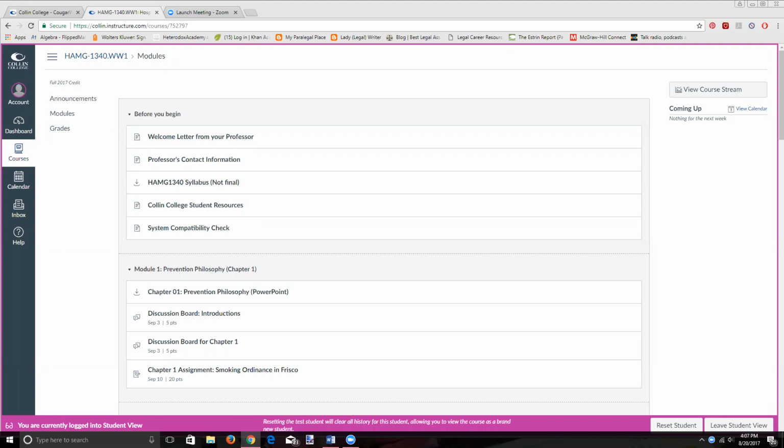So what we'll do is we will go down and click on the PowerPoint. So we're in Module 1, which again says Prevention Philosophy Chapter 1, and then we'll go to this first item which says Chapter 1 Prevention Philosophy PowerPoint. Actually, when you pull this open, you'll see there's an item above here, which will be the lecture that you're listening to right now. But immediately below that lecture, you'll see the PowerPoint that we'll be using throughout this particular lecture.